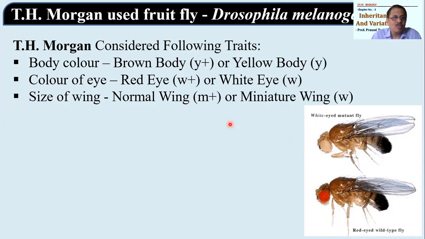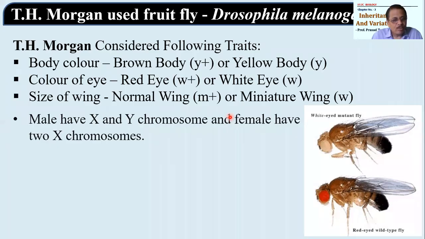Third character he considered was wing size. Normal wing means the wing which is growing to normal size. He said it is M plus, and miniature wing as m. So sorry, it has to be M, small m. Fine. So M plus and m wing size उन्होंने रख लिया. One more thing is important over here. In case of Drosophila melanogaster, male and female sexes are different. Male consists of X and Y both chromosomes, and females have only X chromosomes.